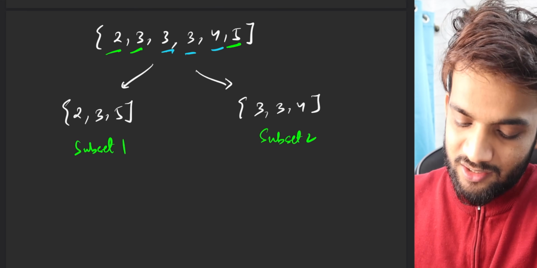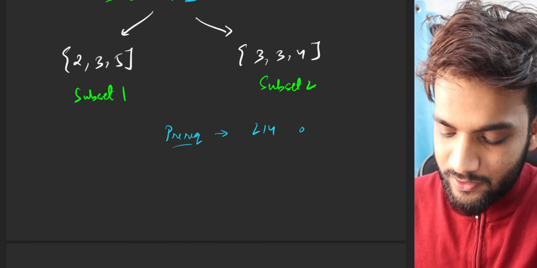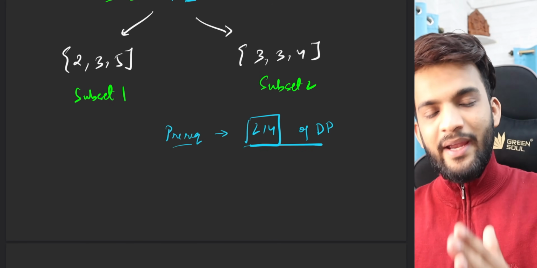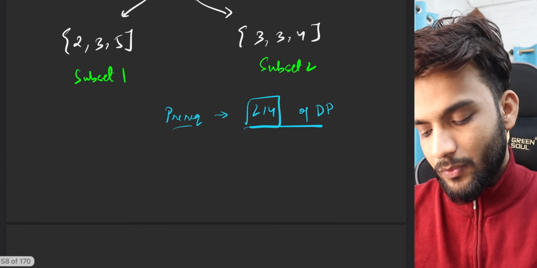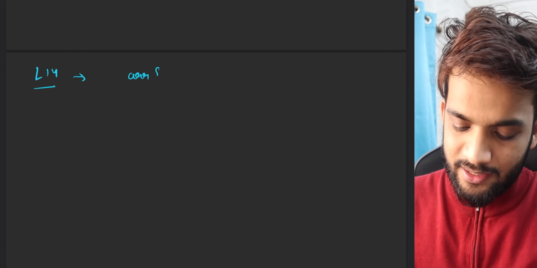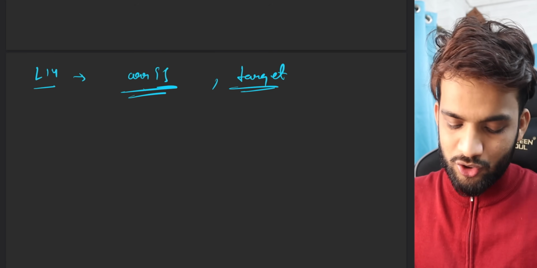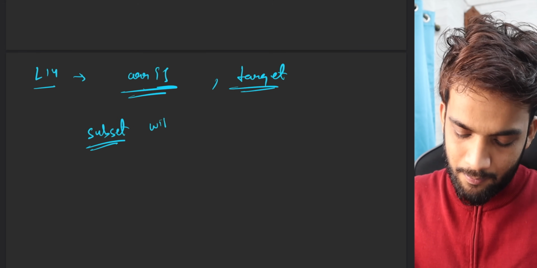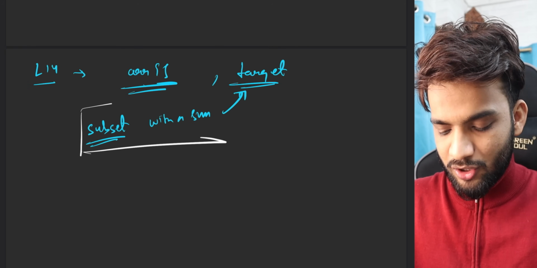Now the prerequisite to solve this problem is the lecture 14 of the DP playlist. So if you have not seen the lecture 14 of the DP playlist, right now pause this video, go back and watch the lecture 14, then come back. So in the lecture 14, we did solve a problem where we were given an array and we were given a target. And the question was, can we have a subset with a sum which is equivalent to the target? That was the question in the lecture 14.